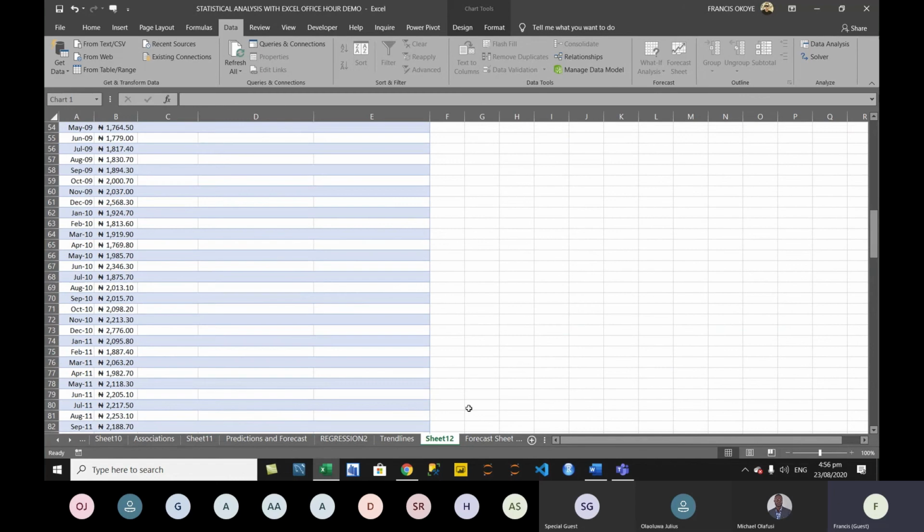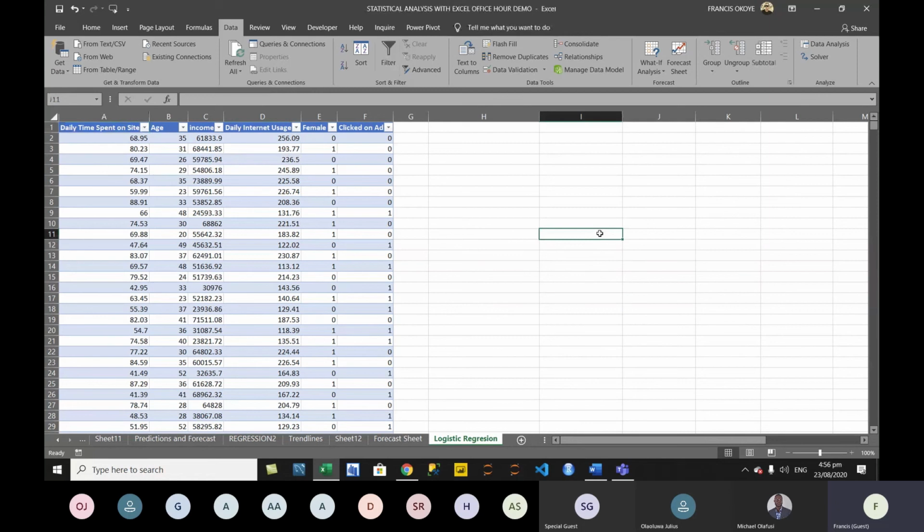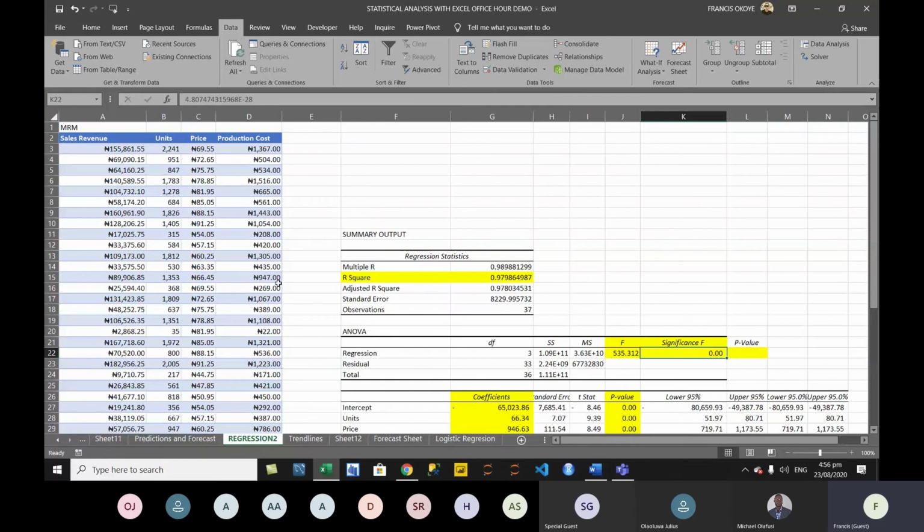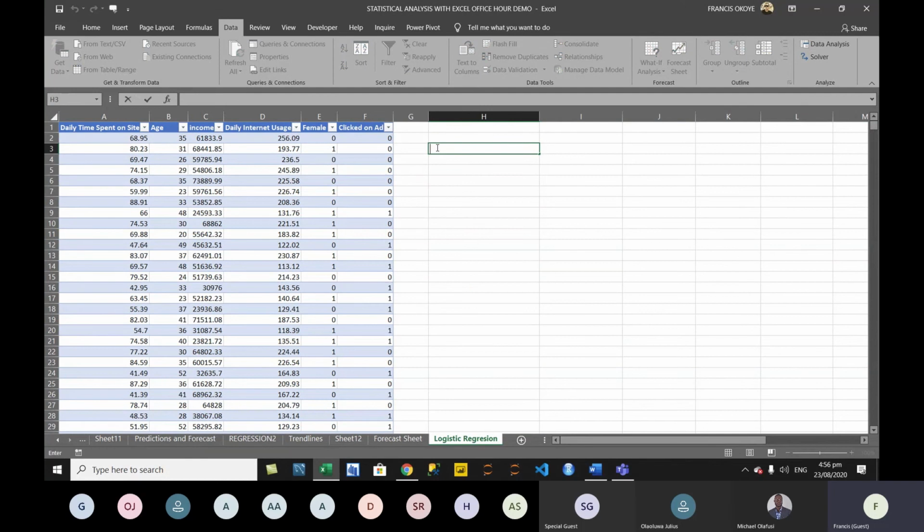Then lastly, for example, we looked at the sales data. All our variables there were more likely quantitative variables. But there are some variables that by nature are qualitative, but we want to measure them. So what we do is try to assign values to them. That process is known as assigning a dummy to it.